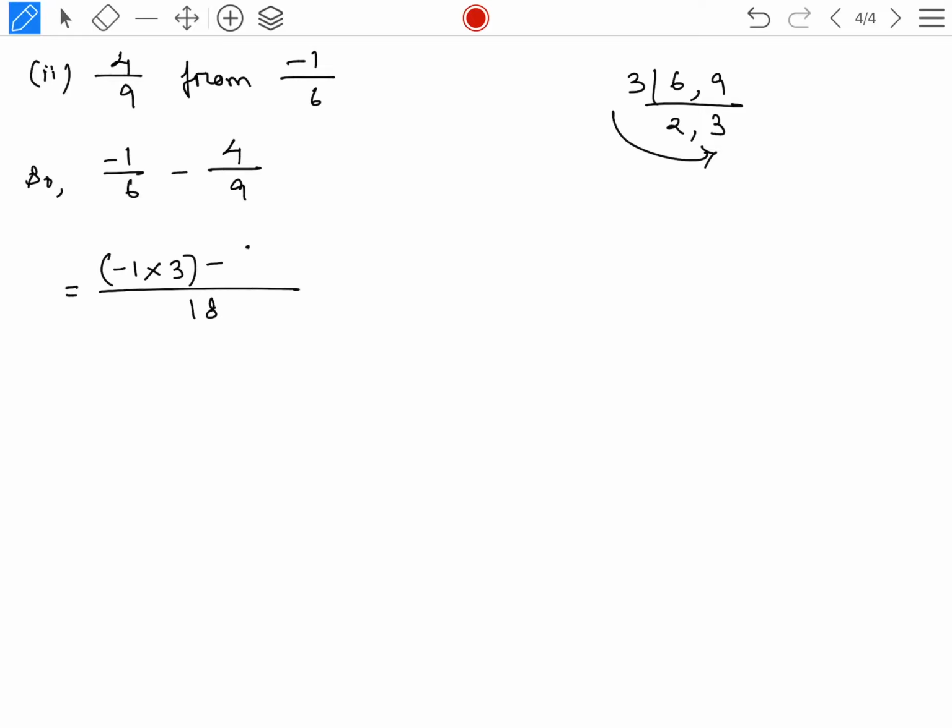So the first part is minus 1 into 3, because 6 3s are 18. Then 4 into 2, because 9 2s are 18. So minus 3 minus 8 by 18. Minus 3 minus 8 means minus 11 by 18.